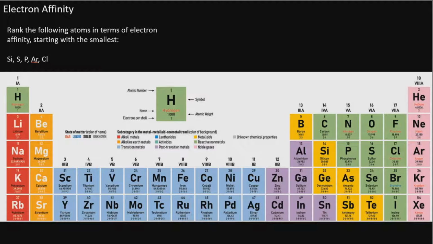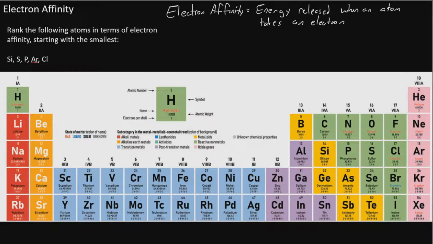In this question, we'll rank the electron affinity of this list of elements: silicon, sulfur, phosphorus, argon, and chlorine. Electron affinity is a measure of how much energy is released when an atom takes an electron. Now, in general, electron affinity increases as we go toward the more electronegative atoms.